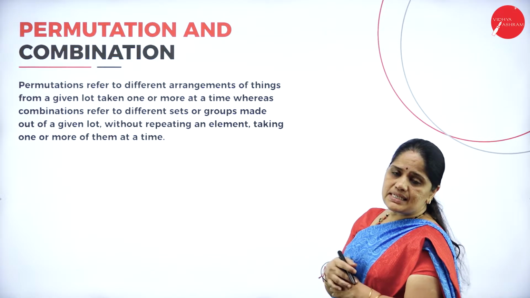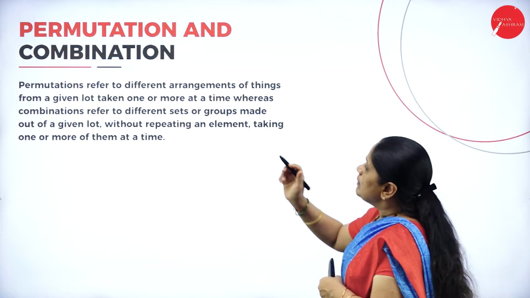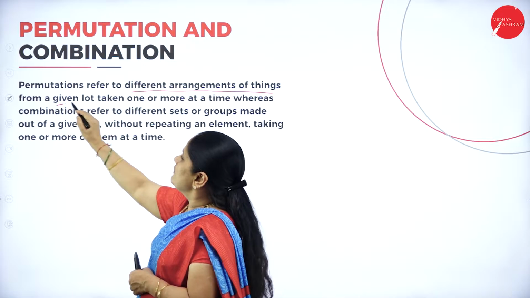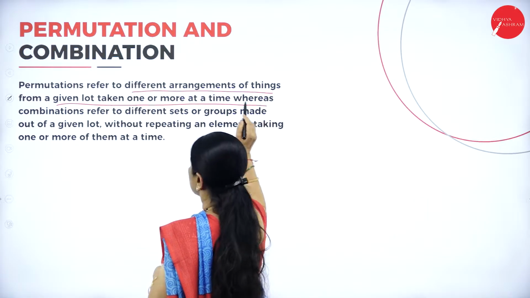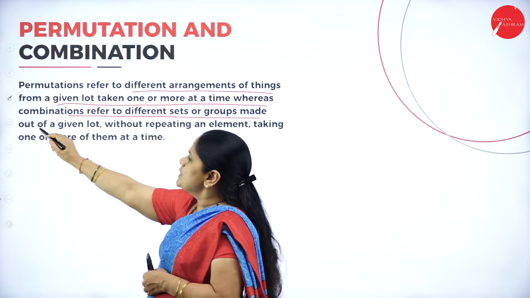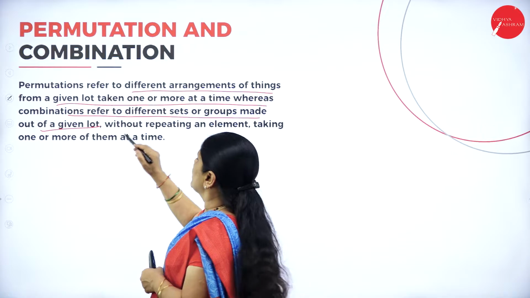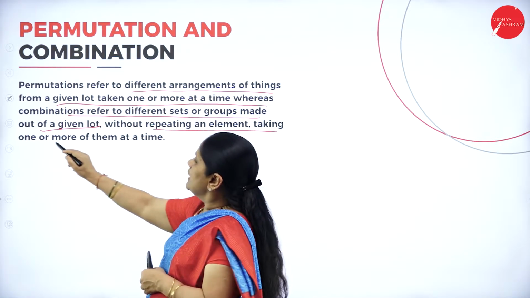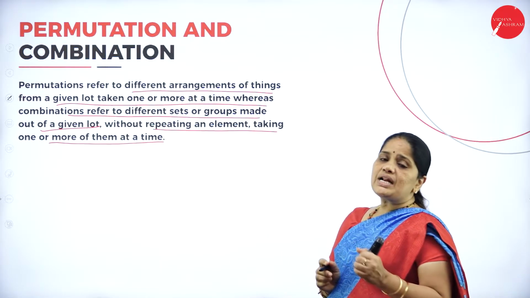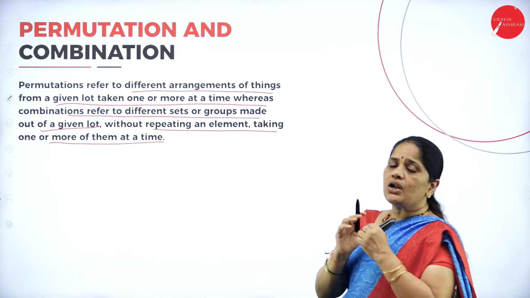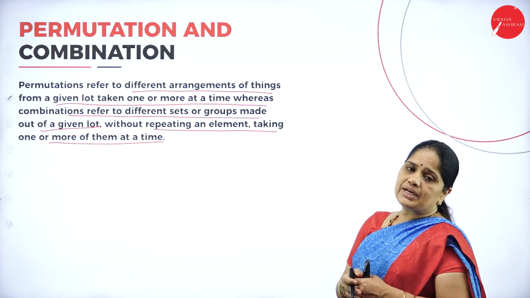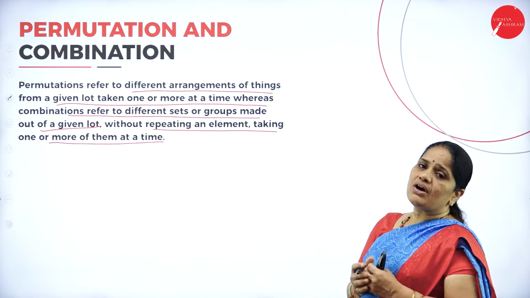In this session on commercial arithmetic, we will be having a discussion on permutations and combinations. Now, let us understand the meaning of the word permutation. Permutation refers to the different arrangements of things from a given lot taken one or more at a time, whereas combination refers to different sets or groups made out of a given lot without repeating an element, taking one or more of them at a time. Now, here we should understand that in permutation, a lot of importance is given to the arrangement of things, whereas in combination, it is nothing but the selection of things.